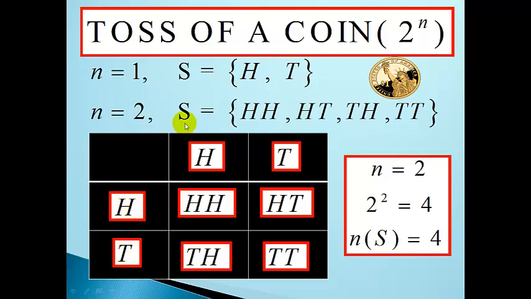Now, if you are finding the sample space for a coin being tossed twice, it means that you have to match the HT against HT. So we have H by H, and that's HH. H by T, and that is HT. T by H, that is TH, and T by T, that is TT. So when the coin is tossed twice, that is when n equals 2, the sample space will be HH, HT, TH, and TT. So we have head head, head tail, tail head, and tail tail.